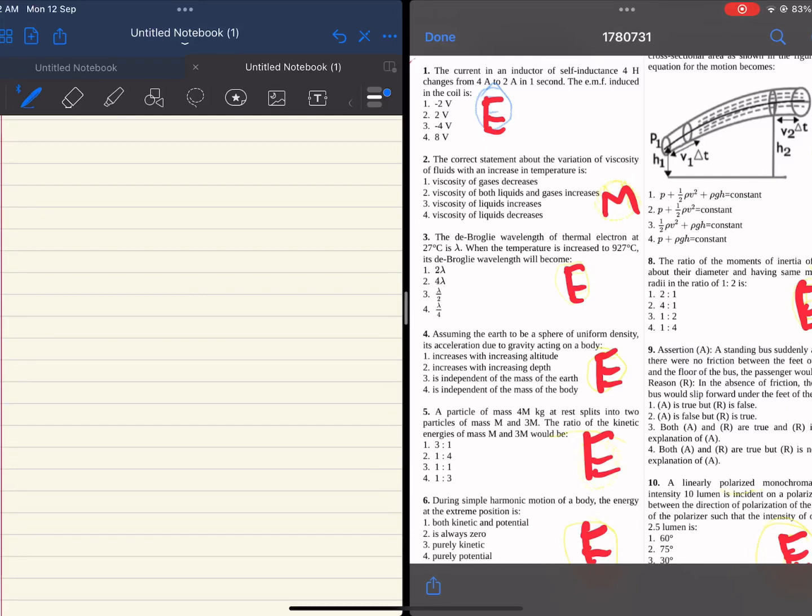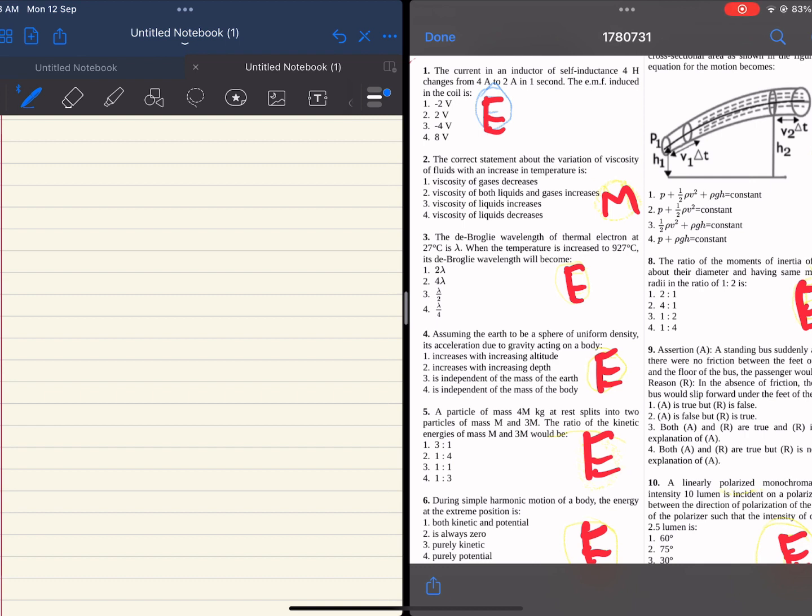Today I'm going to be solving the NEET abroad paper for physics. Let me start off with a question. The first question is based on the concept of self-inductance. The current in an inductor of inductance 4 Henry changes from 4 ampere to 2 ampere in 1 second.